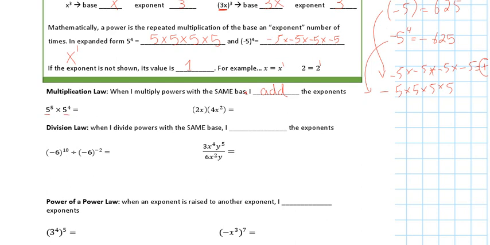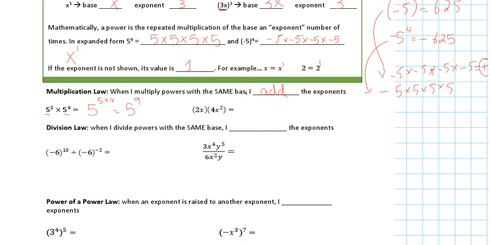Do you remember that rule? Okay. Do I have the same base for my next one? No. Can I make them the same base? I don't know. Okay, let's look at this.